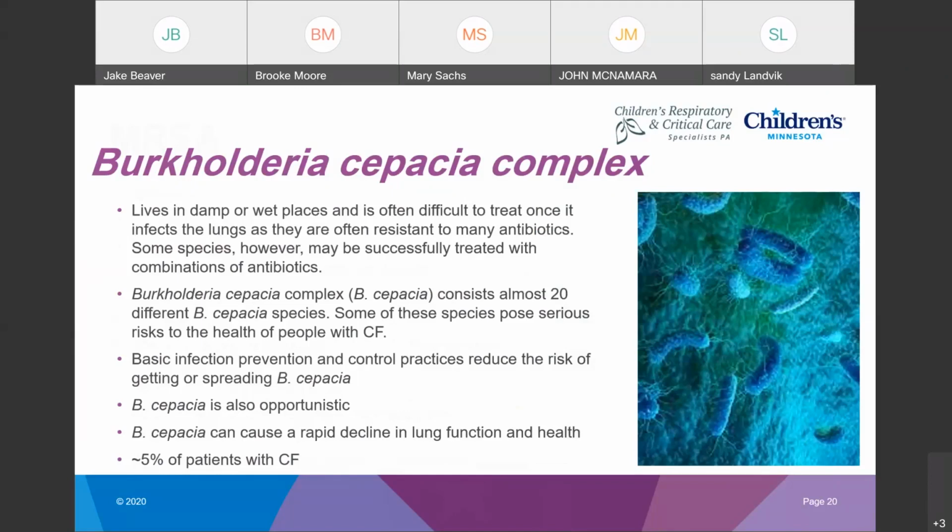Much of what we do in terms of our infection prevention and control practices in clinic or at cystic fibrosis events is related to preventing the spread of Burkholderia cepacia. Like Pseudomonas, it's also opportunistic and has been shown to cause a rapid decline in lung function and death.